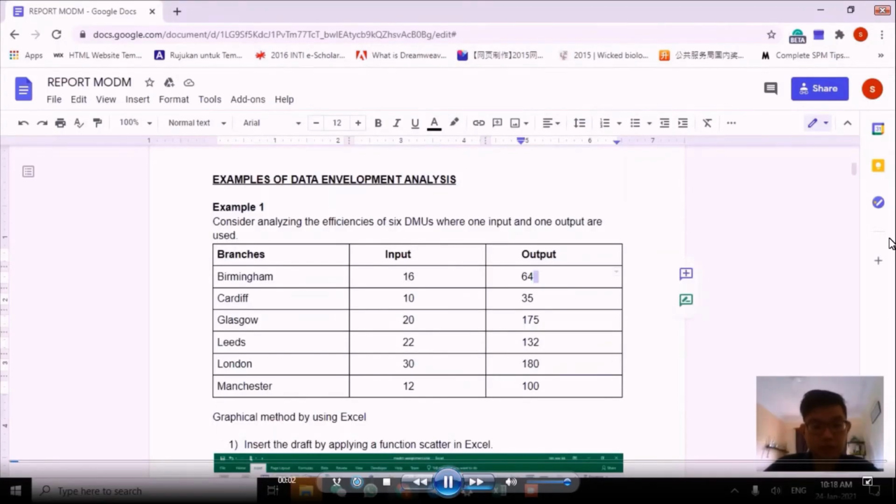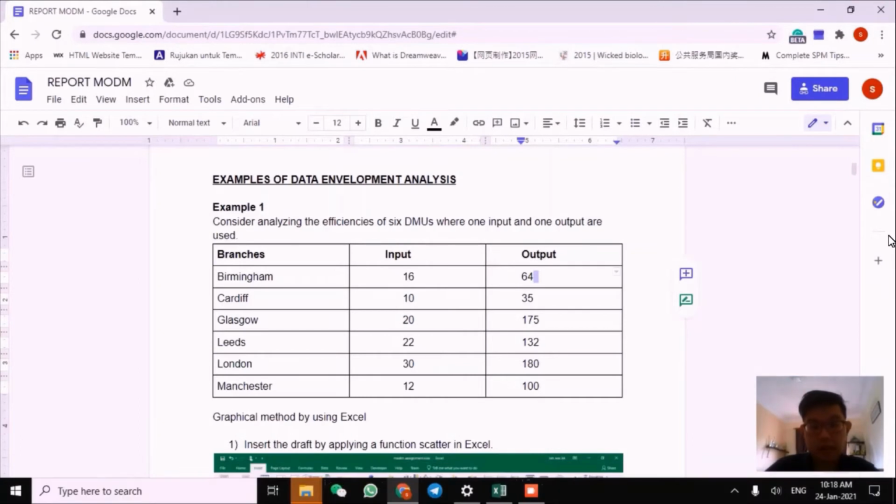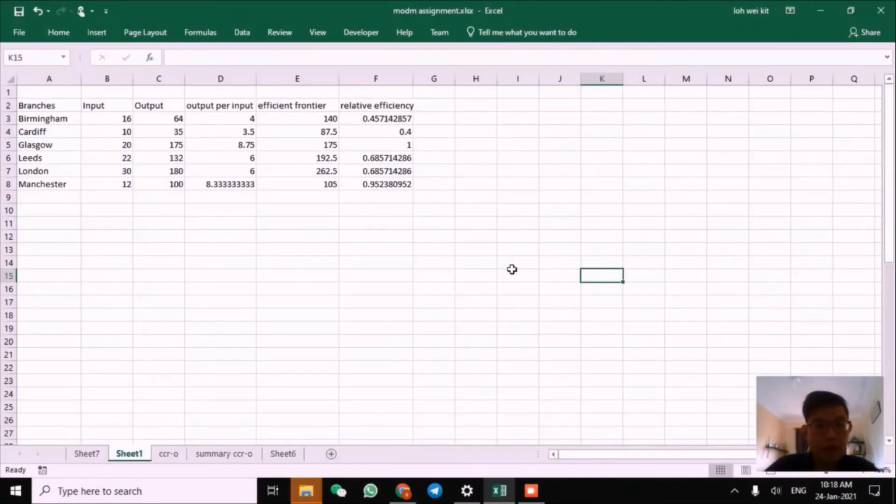Hello, my name is Loikit. I'm going to explain the graphical analysis, primal and dual output-oriented CCR model for example 1. Let us begin with the graphical analysis for example 1.